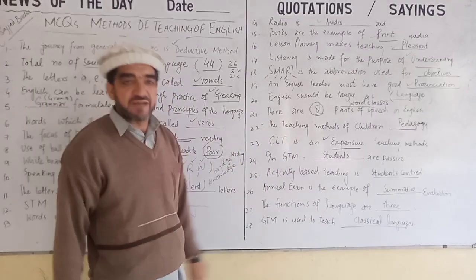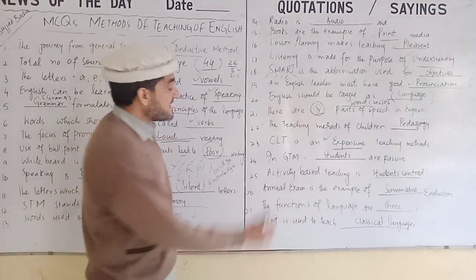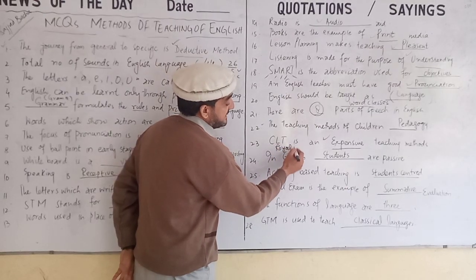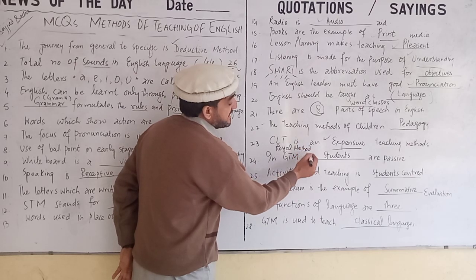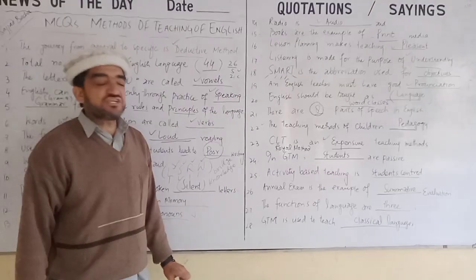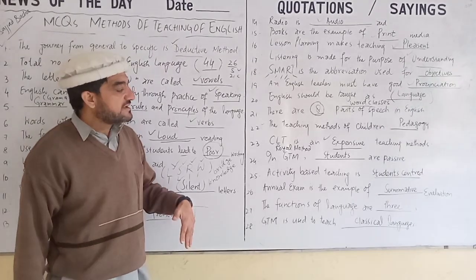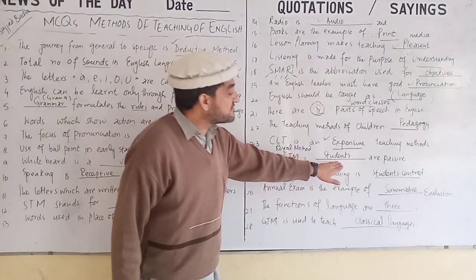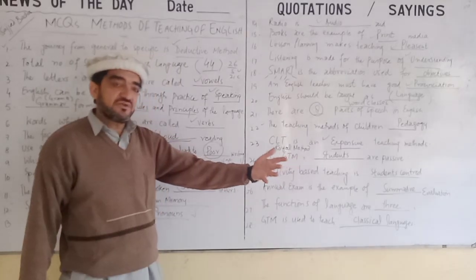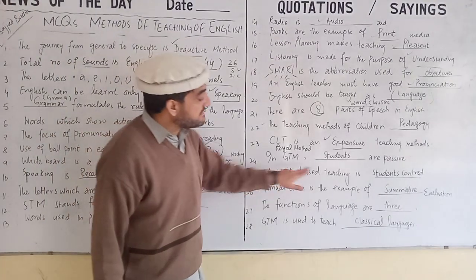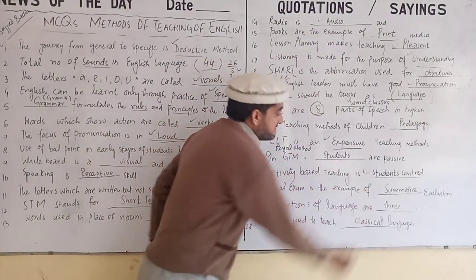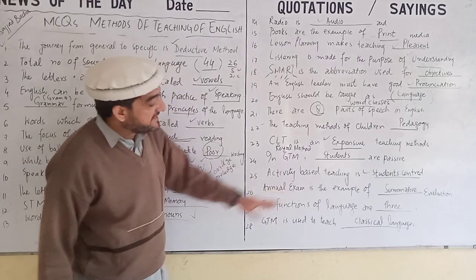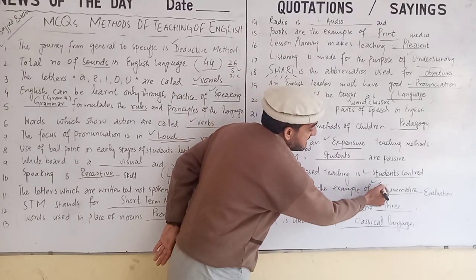Grammar translation method, GTM, is also known as the Ryle method. GTM's old name is the Ryle method because it was the method used for teaching various subjects to the children of the Ryle families. In GTM, students are passive. The teacher is active and students are passive. Activity based teaching is student centered. Students are involved. Then annual exam is an example of summative evaluation.